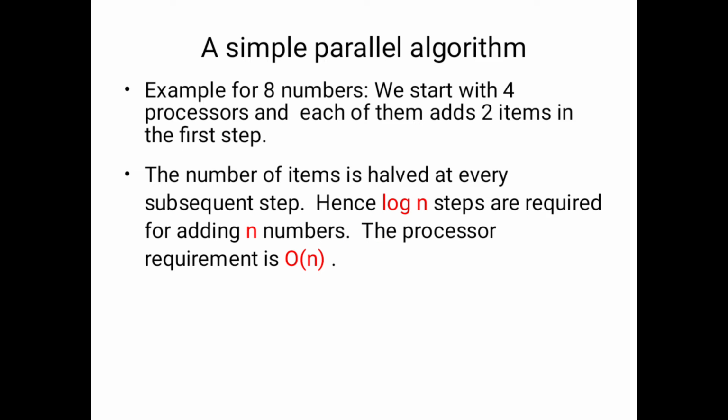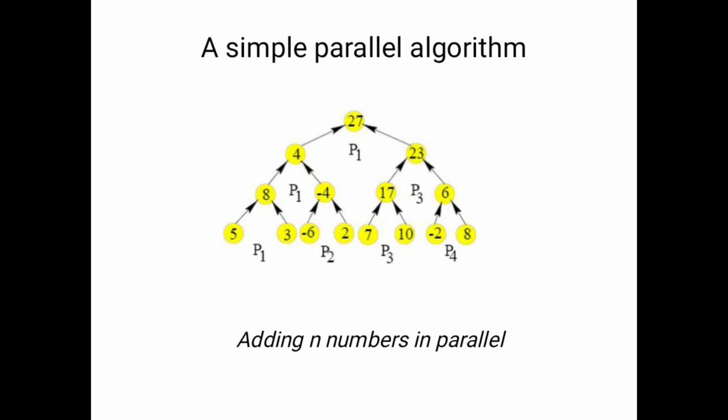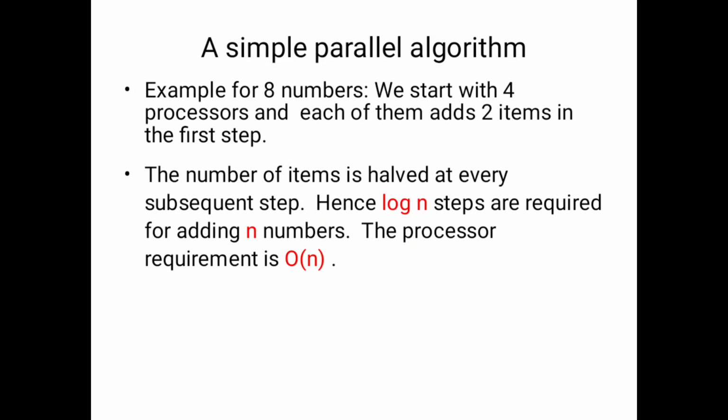So what is a simple parallel algorithm? Let us take an example here. We took 8 numbers and we start with 4 processors. I will show in the figure here. Each of them adds 2 items in the first step, and after that the number of items is halved at every subsequent step. Hence, log n steps are required for adding n numbers. The processor requirement is order of n.